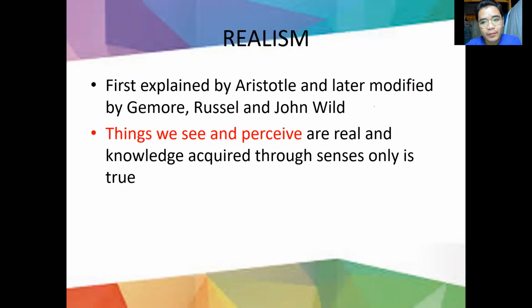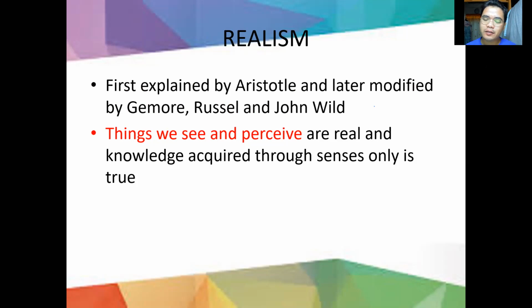Okay. And fourth one, the last one, okay, the last philosophy that we have to talk about, as far as traditional philosophies are concerned, is realism. Okay, it is first explained by Aristotle, and later modified by Gemore, Russell, and John Wilde. Okay, idealism believed that what is real is perceived by the mind, but for realism, things we see and perceive are real, and knowledge acquired through senses only is true.